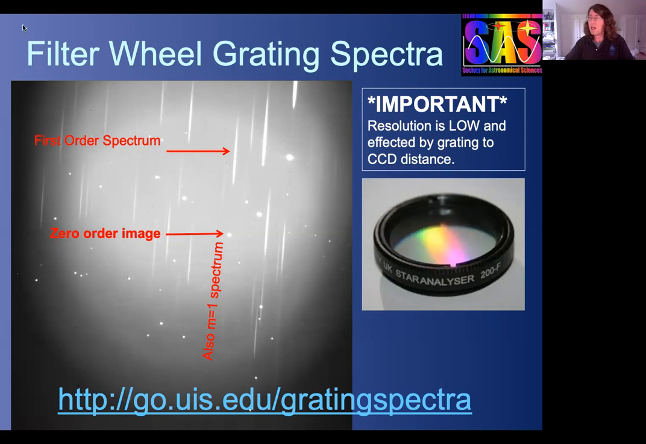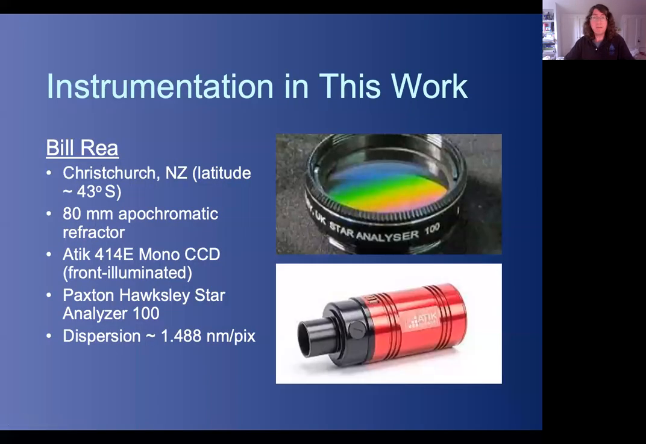Now, the spectra for this study were gathered by Bill Ray, who is observing at about 43 degrees south latitude in Christchurch, New Zealand. He's using an 8 centimeter apochromatic refractor, that's about a 3-inch diameter refractor, with an ATIK 414E mono CCD, and a Paton Hawksley Star Analyser 100 grating. This is a very typical off-the-shelf setup that should reproduce what a lot of non-professionals are using.